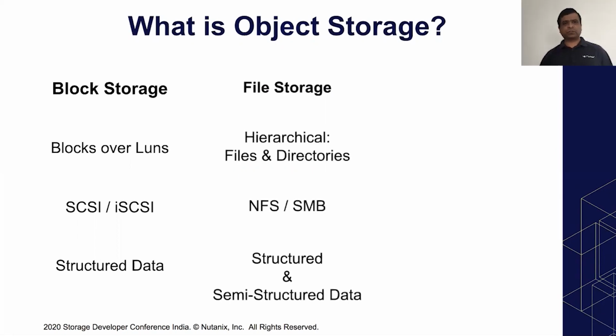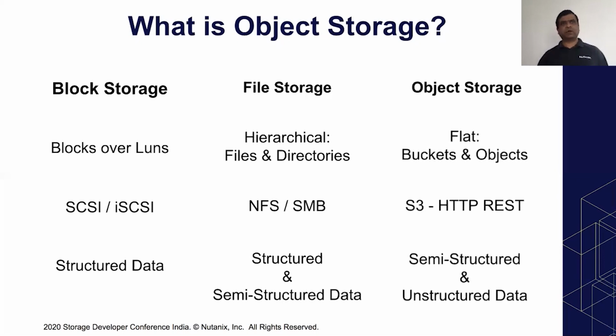Next comes file storage, where the namespace is hierarchical in nature and is organized as folders or directories and files. Typically, over the network, files are consumed using NFS or SMB protocol. You can also consume files locally using a local file system like NTFS or ext4. And this is typically used for structured and semi-structured data.